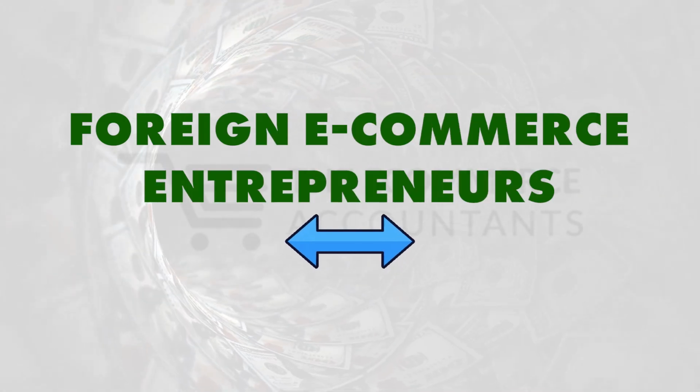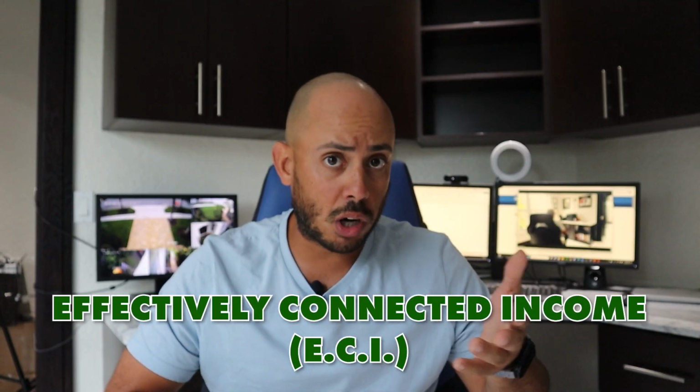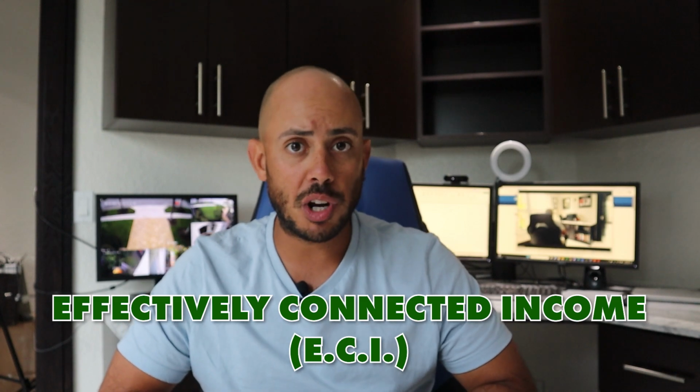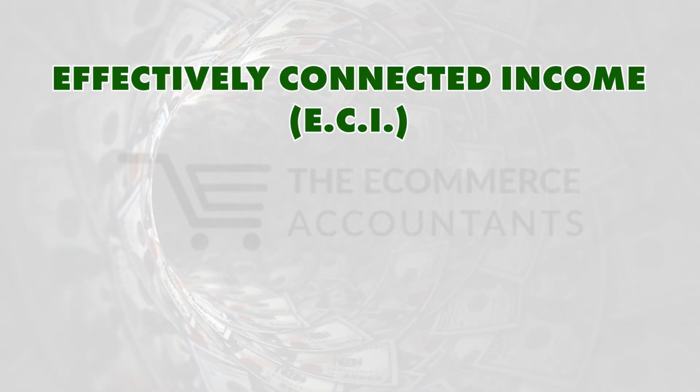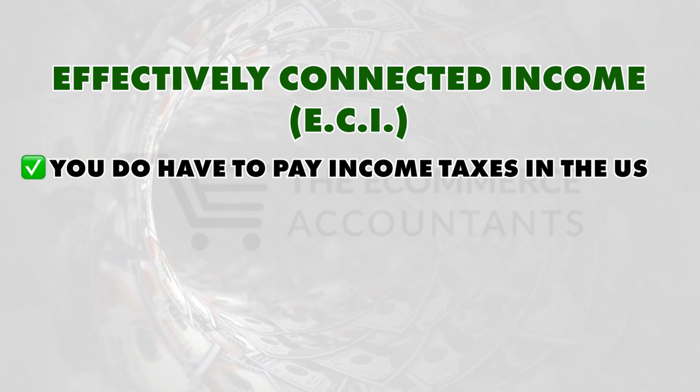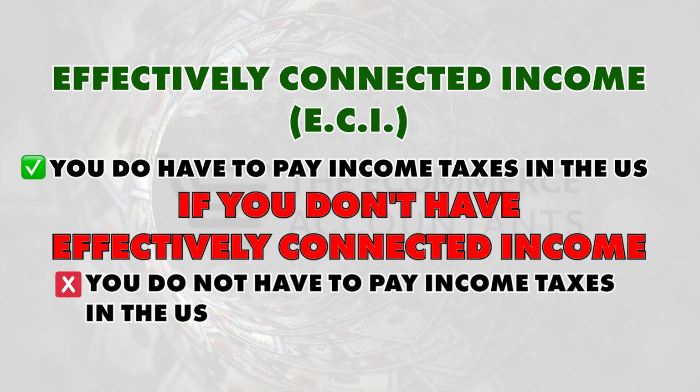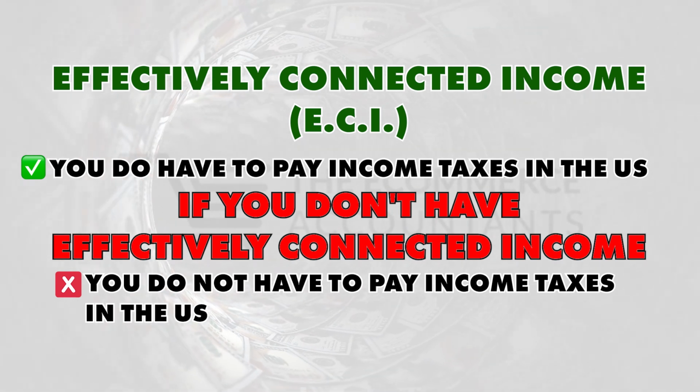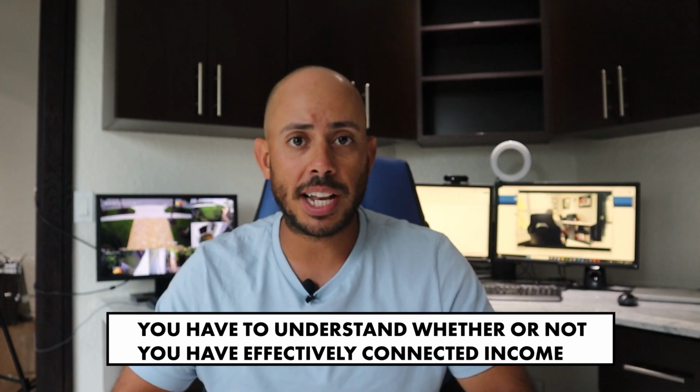Before we dive into the tax structures that make sense, we first need to separate foreign e-commerce entrepreneurs into 2 separate categories. This is all centered around effectively connected income, or commonly referred to as ECI in the accounting community. Effectively connected income essentially means that you do have to pay income taxes in the US, and if you don't have effectively connected income, that generally speaking means that you do not have to pay income taxes in the US. First, you have to understand whether or not you have effectively connected income. We broke this out into 2 separate tests that you can use as a foreign e-commerce entrepreneur to identify whether or not you have effectively connected income.